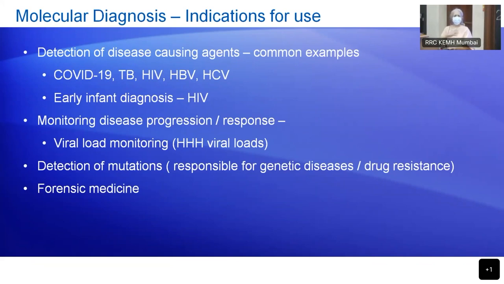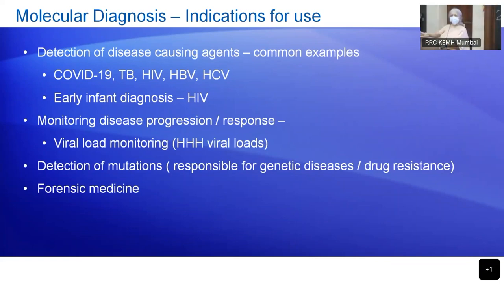So basically, I'm going to be dealing with perspectives in relation to infectious disease. I'm from microbiology, so I'm not going to be covering everything else. Many of you would have worked in genetic labs or forensic sciences labs, so that's not what it's going to be. All examples will be related to infectious diseases. The most common example is GeneXpert, which is used for TB, and COVID-19. Then babies born to HIV-positive mothers, we do what is called early infant diagnosis, and that's also based on PCR.